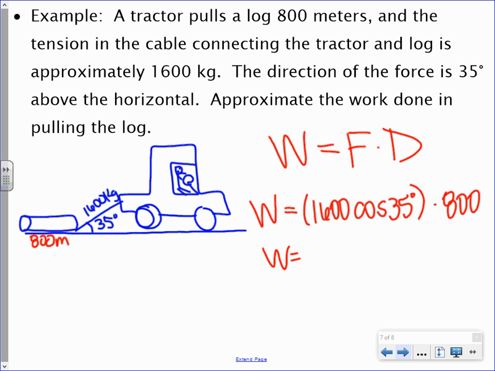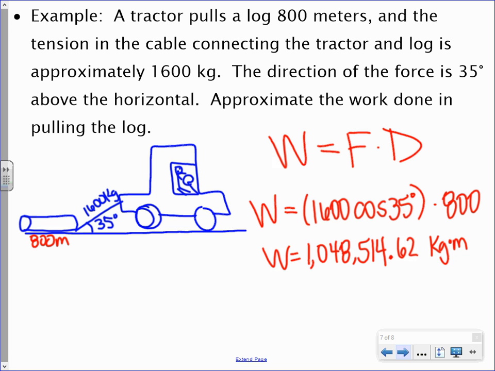It's a pretty big number, isn't it? Nick, what do you have? 1,040,514.62. Okay, and we took force in kilograms and multiplied it by our distance in meters. So our label is literally kilograms times meters.